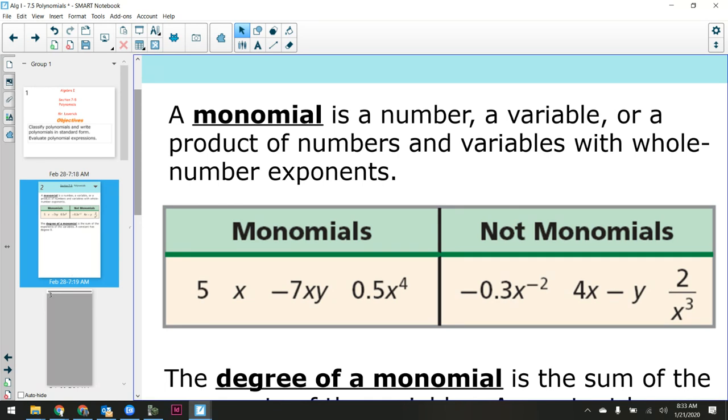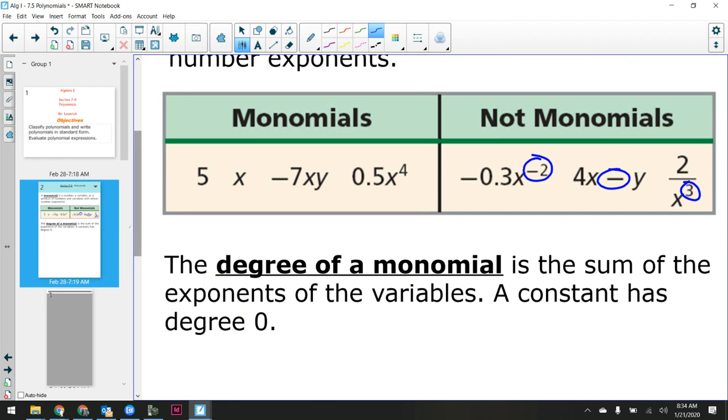Here's what you can't have. You can't have anything raised to a negative exponent. It's got to be a whole number exponent. You cannot have a subtraction sign in between two terms. And you cannot have any x to the thirds or anything on the bottom, right? You can't have any x squared, any exponent on the bottom, any variable on the bottom. No good. Now, we're going to be talking about the degree of monomials and polynomials.